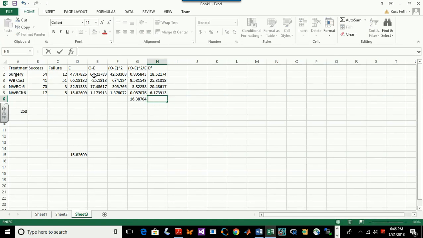Okay, well, let's see. No, wait. Now we need the observed. So observed failures minus the expected failures. So this would equal that number, the observed failures minus the expected failures. And then we square that. So this would be OF minus EF, quantity squared.